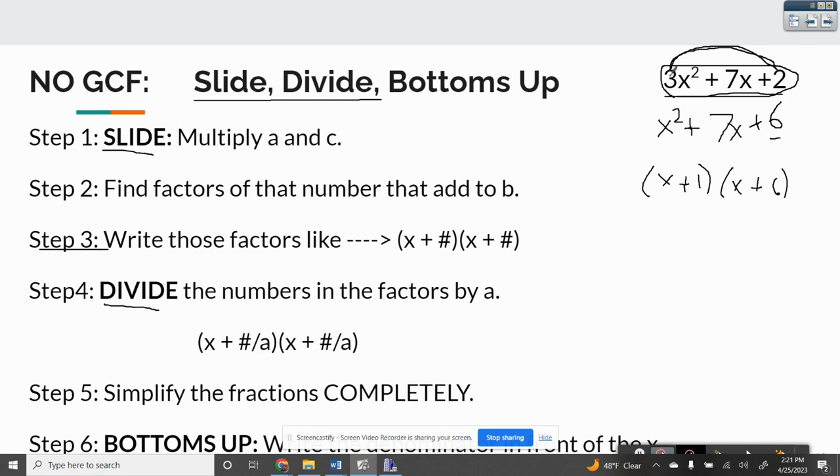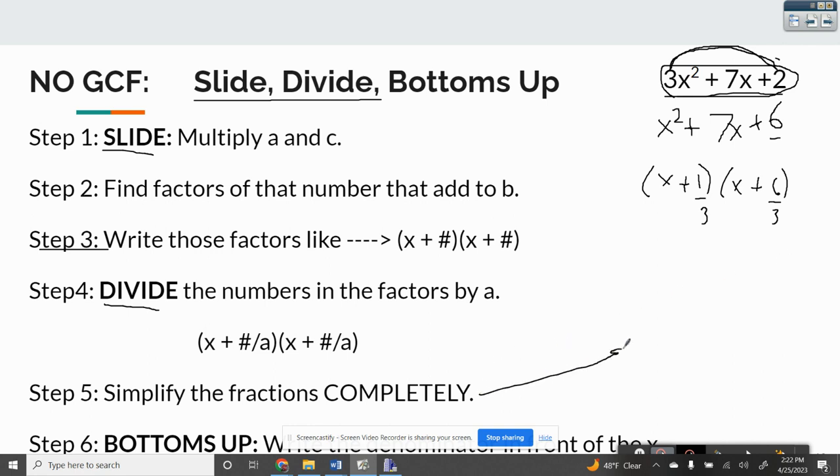All right. So that 3 that we slid over is going to come back into our answer here. And where it's going to come back is it's going to divide the 1 and the 6. So whatever number was in front here, so in this case it was a 3, is going to go and it's going to divide by these numbers in our factors. All right. So we have x plus 1/3, and we now have x plus 6/3.